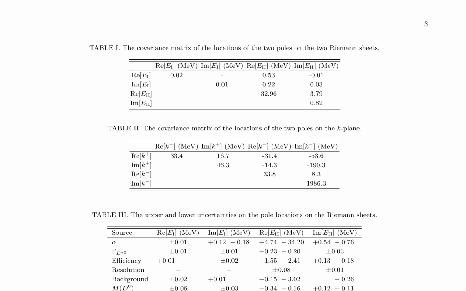This paper presents a comprehensive analysis of the covariance matrices for pole locations on both the Riemann sheets and the K-plane, as well as their corresponding uncertainties. The covariance matrices provide insights into the relationship between different parameters in the system, revealing how changes in one parameter affect others. Table I illustrates the covariance matrix of the locations of the two poles on the two Riemann sheets, where Re E_I and Im E_I represent the real and imaginary parts of the first pole's energy, respectively, and Re E_II and Im E_II represent the real and imaginary parts of the second pole's energy.